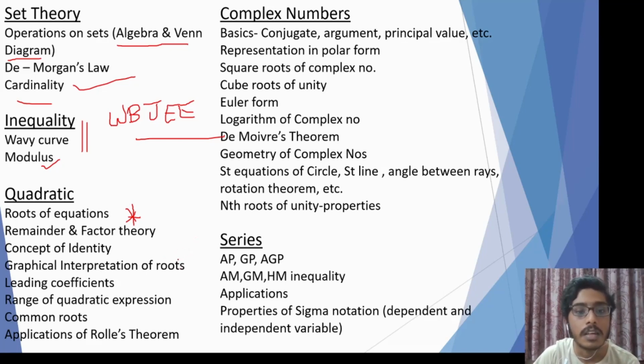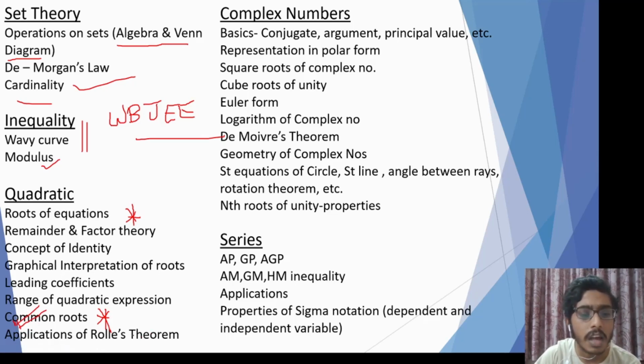Then real roots, complex roots, right? Then the leading coefficient concept, the range of a quadratic equation. Common roots is very important for WBJEE. This is very, very important. Now there are two conditions in this: the condition for a single common root and the condition for two common roots. So both are very important. You must know both the conditions for finding a single common root and both common roots.